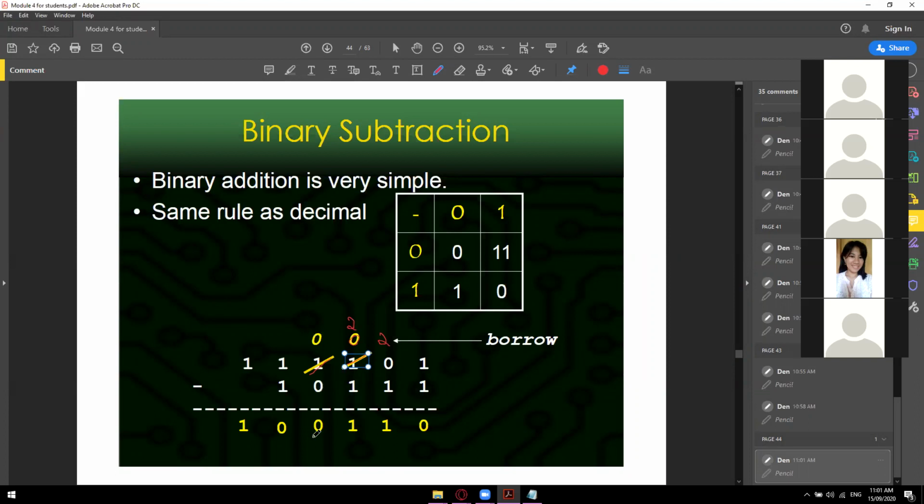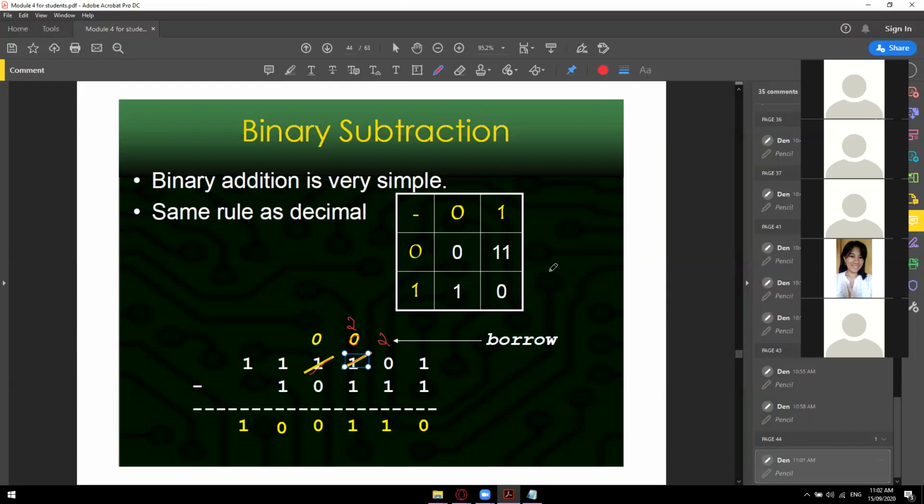0 minus 0 is still 0. 1 minus 1, 0. 1 minus 0, or simply bring it down since wala naman ang number dito. Having an answer of 1, 0, 0, 1, 1, 0. Okay? So dito, sa binary, kapag humiram ka, 2 yung makukuha mo. Alright? So I hope that's clear.